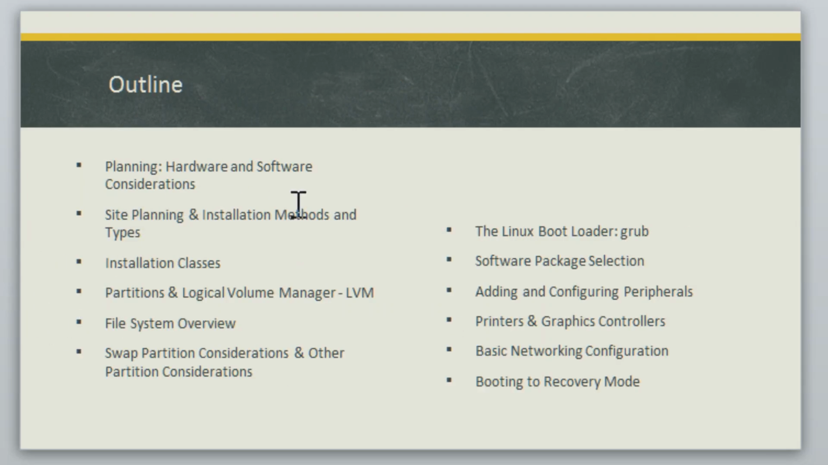Today, we're going to go over planning, hardware and software considerations, site planning and installation methods and types, installation classes, partitions and logical volume manager LVM, file system overview, swap partition considerations and other partition considerations, the Linux bootloader or GRUB, software package selection, editing and configuring peripherals, printers and graphic controllers, basic networking configuration, and booting to recovery mode.